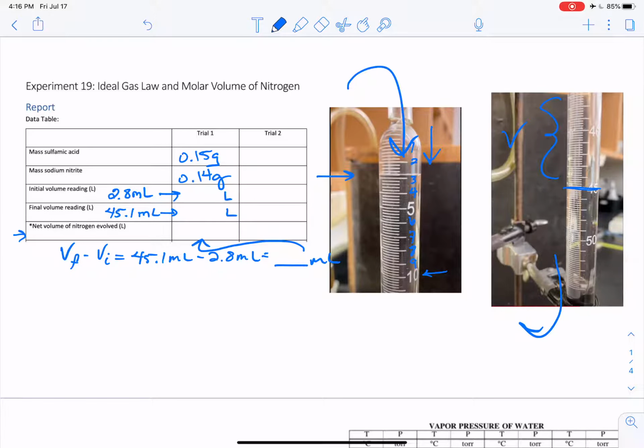So maybe we do all of that and we get 0.0423 liters, okay? So I didn't do that math for you because you guys should know how to convert from milliliters to liters. So I'm just going to leave it like that, okay? And then you guys will do trial 2 and it'll be exactly the same thing.